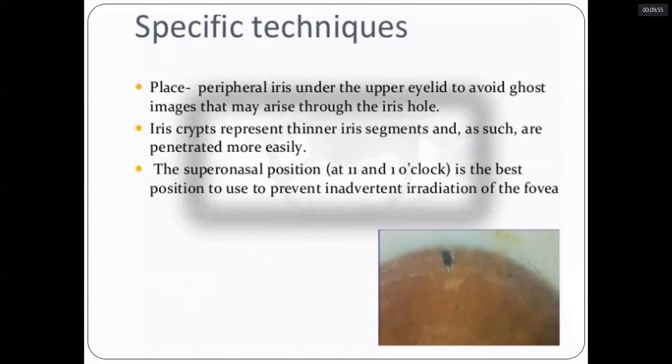So iris scripts represent the thinner iris segment, which penetrates more easily. So we will see where it penetrates nicely. So there are criteria for that also. And the superior nasal position is the best position, because it also avoids the phobia. And the other thing is that the upper portion is covered by the lid, so the patient will not have diplopia or other problems at this site.